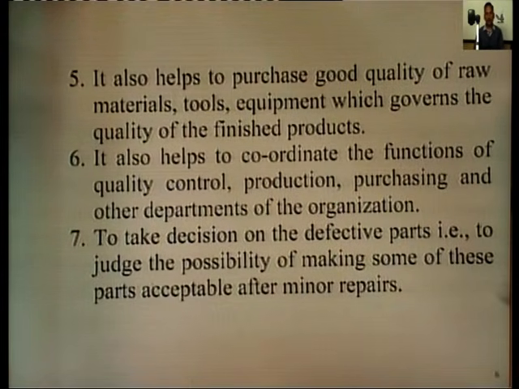Fifth, it also helps to purchase good quality raw materials, tools and equipment, which govern the quality of the finished products. Sixth, it also helps to coordinate the functions of quality control, production, purchasing, and other departments of the organization. Seventh is to take decisions on the defective parts, that is, to judge the possibility of making some of these parts acceptable after minor repairs during all this production process.